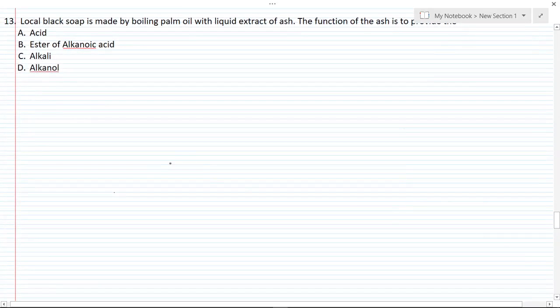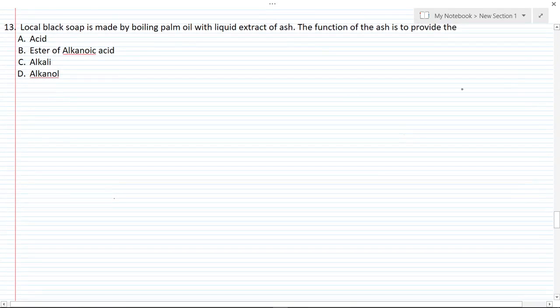So moving on to question 13, sorry. Question 13 says, local black soap is made by boiling palm oil with liquid extract of ash. The function of the ash is to provide the A, acid, B, ester of alkanoic acid, C, alkali, and finally D, alkanol.